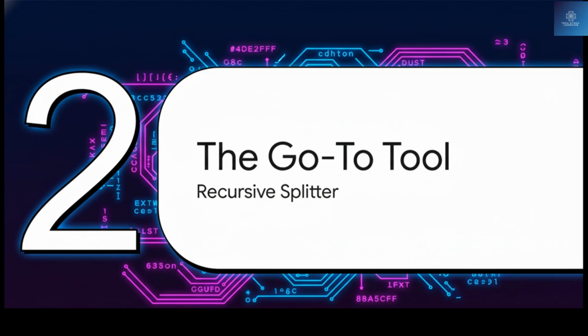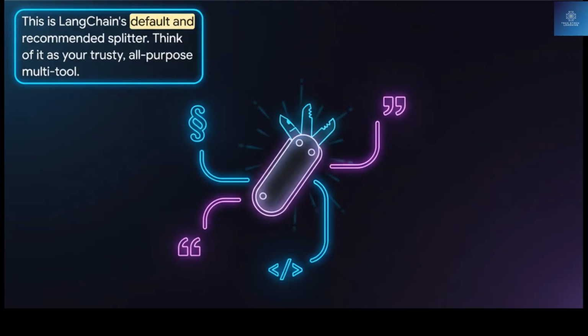Okay, so now that we've got the core idea down, let's meet the star of the show. Seriously, this is the tool you're going to use probably 90% of the time. It's the Recursive Character Text Splitter. And look, there's a really good reason why LangChain makes this the default. It's not just another option, it's the Swiss Army knife of text splitting. It's your all-purpose go-to solution.